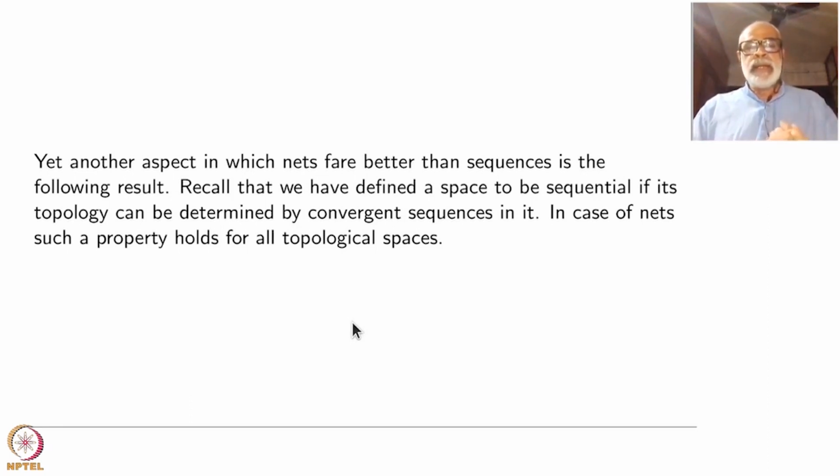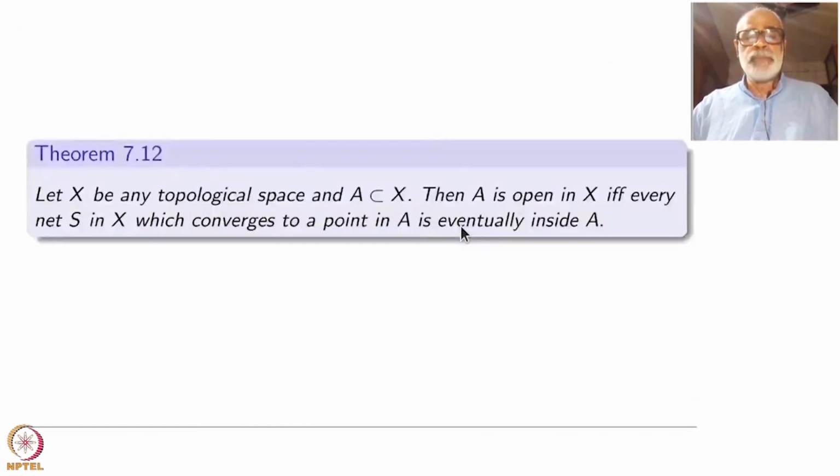So, next one, yet another aspect in which nets fare better than sequences is the following result. Recall that we have defined a space to be sequential if its topology can be determined by convergent sequences in it. Sequences have this property while studying metric spaces and so on. In the case of nets, if you try to do that, you will get all the topological spaces. So it just washes out the whole thing. That means the nets will determine the topology completely. How? It is with this theorem.